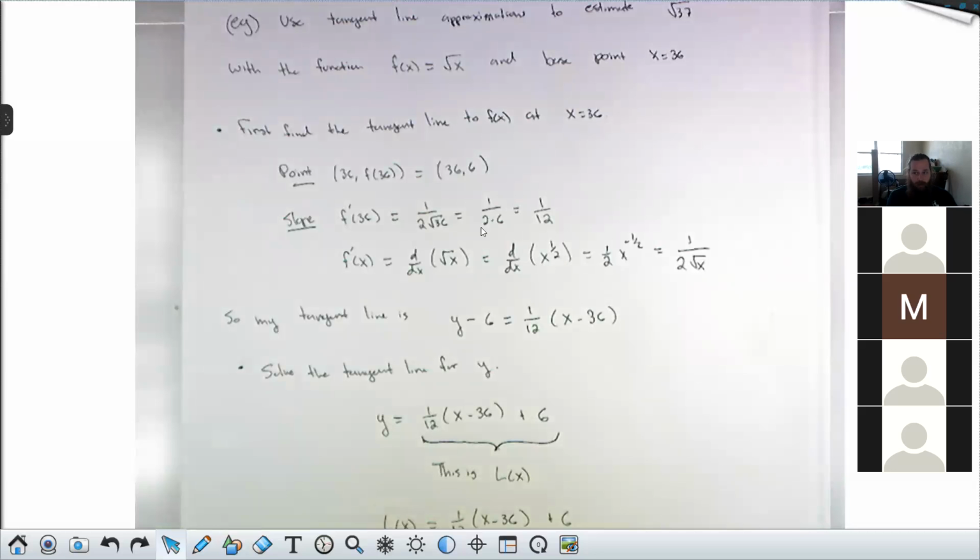So the good news is mechanically, it's not much very new, right? You just find the tangent line and then solve it for y. You don't even have to distribute, right? Just add this over, and that's your linearization.